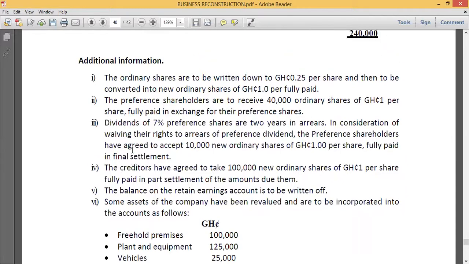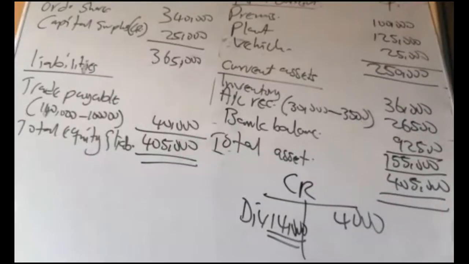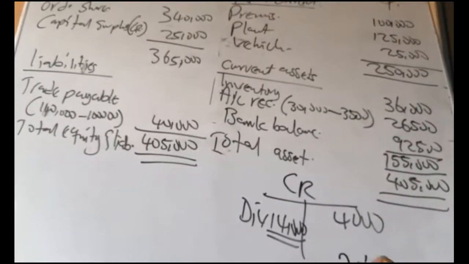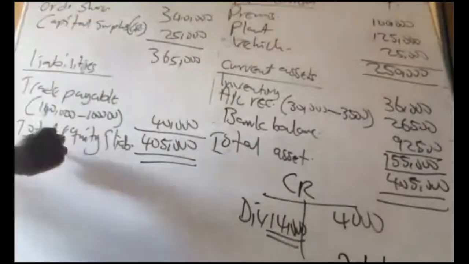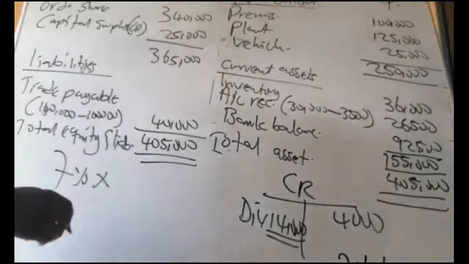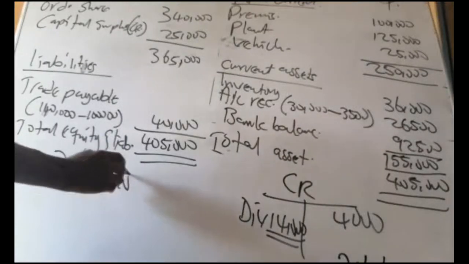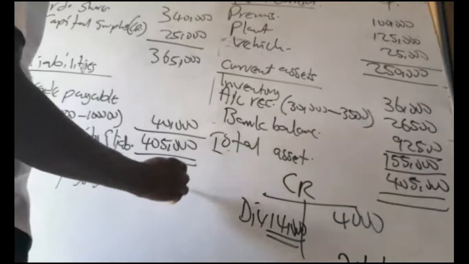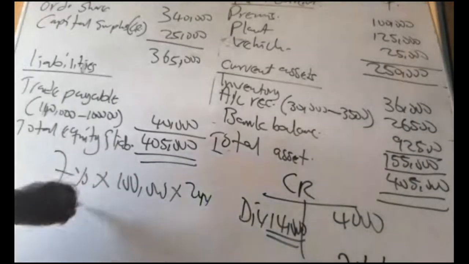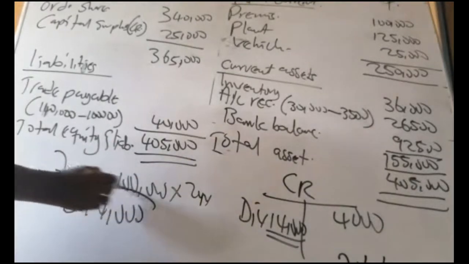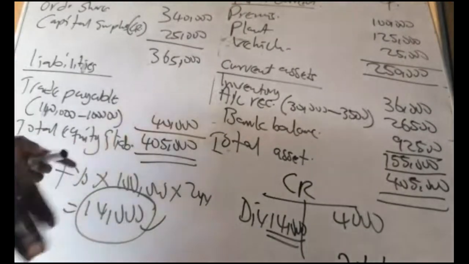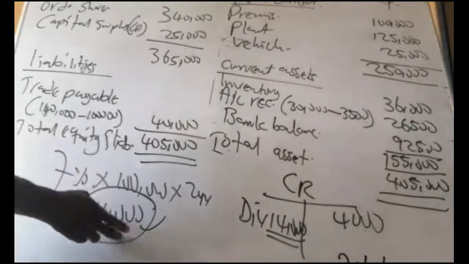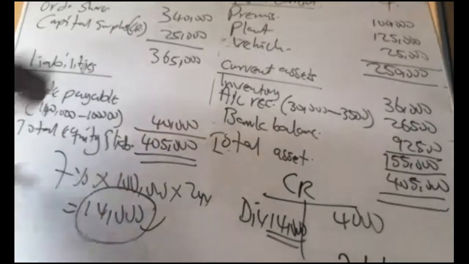So the dividend is what? We calculate the dividend as 7% times the 100,000 times what? 2 years. Good. And we had 14,000. So the dividend of 14,000, just that this has not been captured on the financial position. That's the only issue. That's not been captured on the financial position. So it means that we have to restate it again.